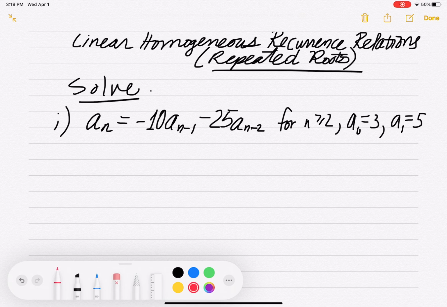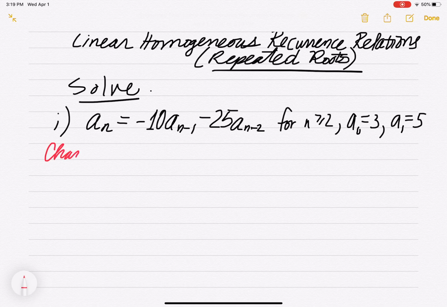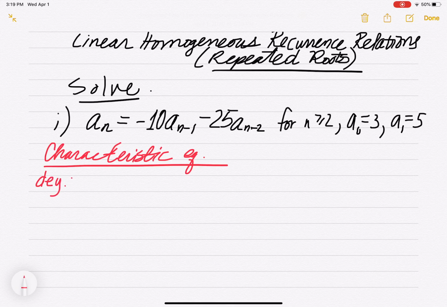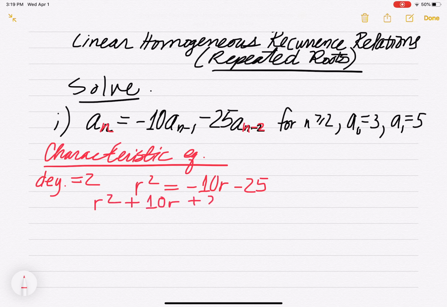So the first thing to do is to set up your characteristic equation. This is going to be degree 2 here. From n to n minus 2, there's a distance of 2, so we're going to have a degree 2 polynomial. We're going to have r squared equals minus 10r minus 25. I'm going to add 10r to both sides and add 25 to both sides. I'm going to get r squared plus 10r plus 25 equals 0.